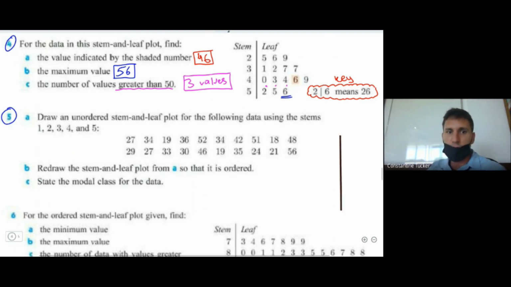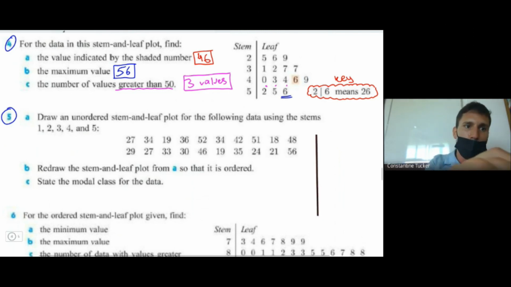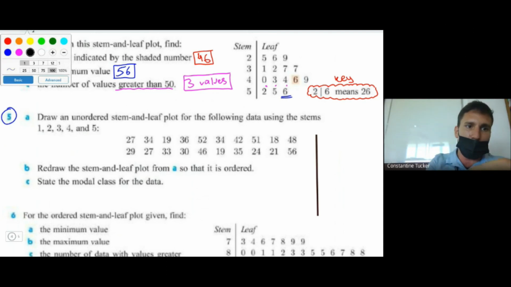Okay. And now we have a look at question 5. We want to put these numbers into a stem and leaf diagram. So the stem and leaf in the beginning will not be ordered. And then we will make sure it's ordered. So let's do it sort of this way. This is going to be the unordered one. So you basically want to go and put a 1 on the left. Let's see what we put actually. We put a 1. 1, 2, 3, 4, 5.